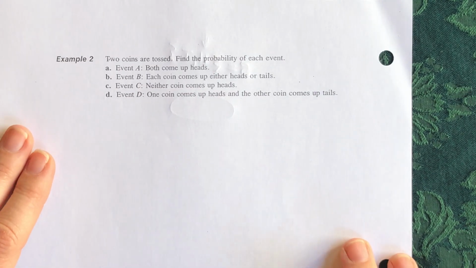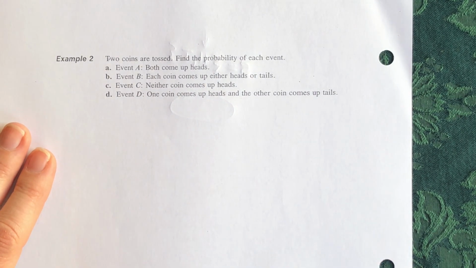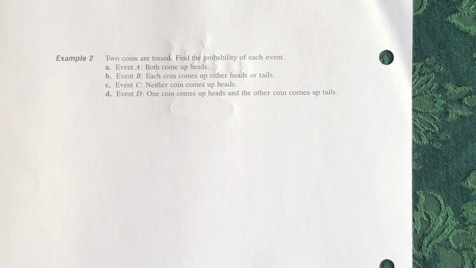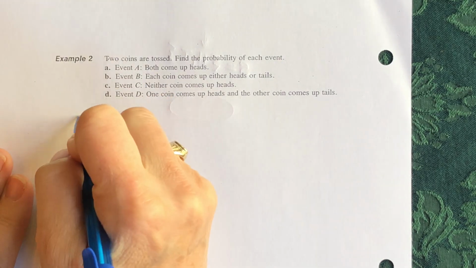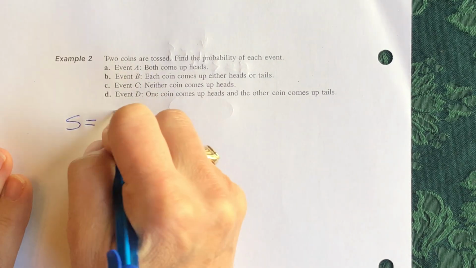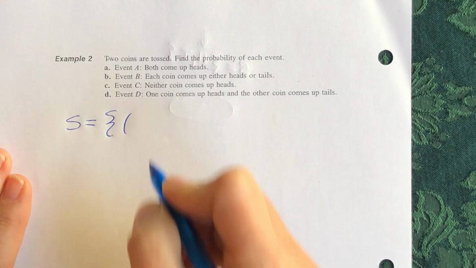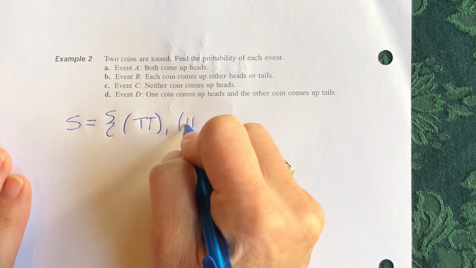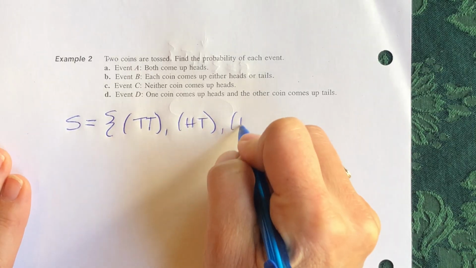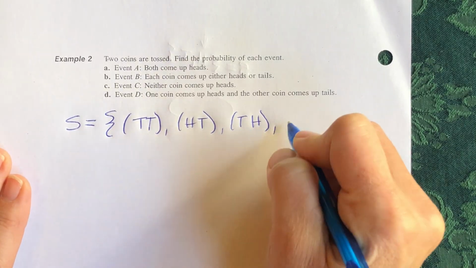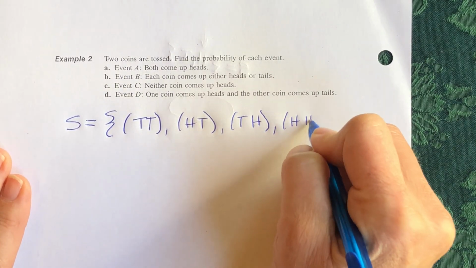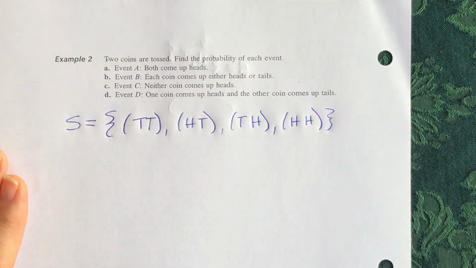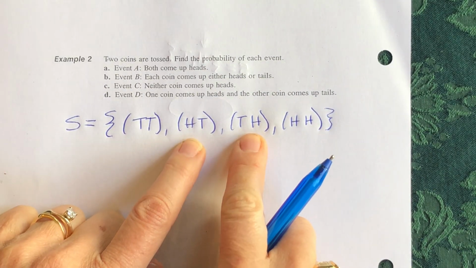So example 2, it says 2 coins are tossed. Find the probability of each event. Before I even start this, I'm going to think about my sample space. If I'm flipping 2 coins, I could get tails, tails. I could get heads, tails. I could get tails, heads. And I could get heads, heads. That's my sample space.